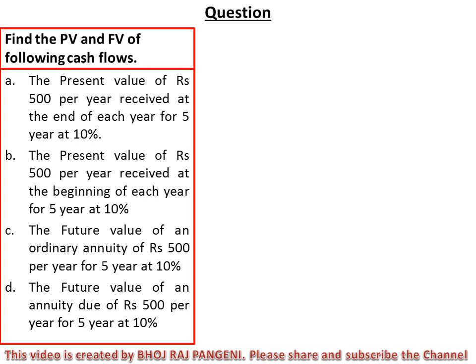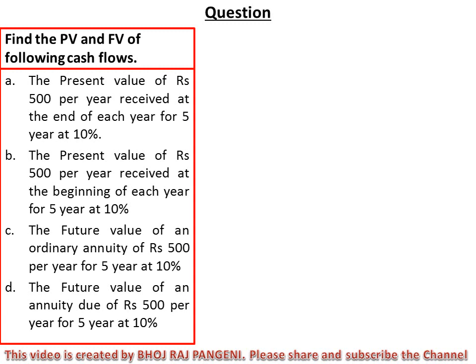Now received at the end of each year for 5 years, number of years 5, at 10% I. So from part A we can get rupees 500 as PMT, 5 years is our N, and I equal to 10%, and the annuity is a simple annuity, not a due. For B, the present value of 500 per year received at the beginning of each year. That is annuity due, for 5 years and 10%. Again the values are the same.